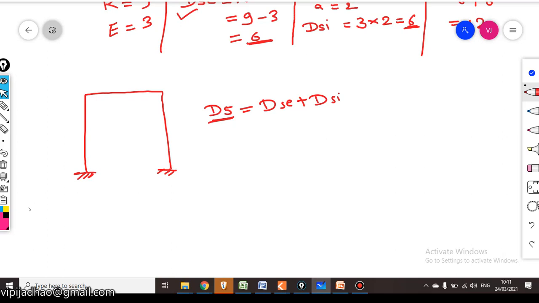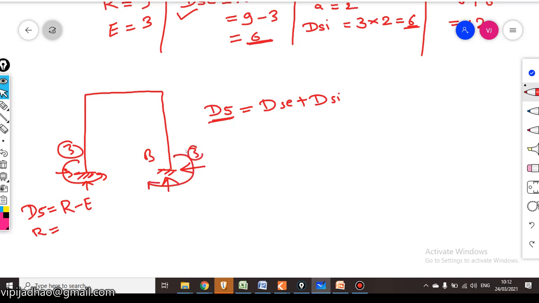Now, this dse is given by the formula r minus e, where r is the total number of unknown reactions. Here the total number of unknown reactions will be three at this support, that is vertical reaction, horizontal reaction, and one fixed end moment. Again at point b we will have vertical reaction, horizontal reaction, and one fixed end moment, that is three unknowns here. So total unknown reaction components will be this 3 plus this 3, which is equal to 6.